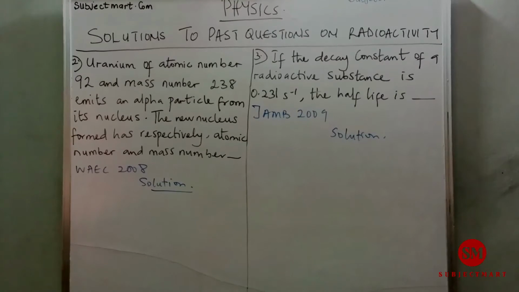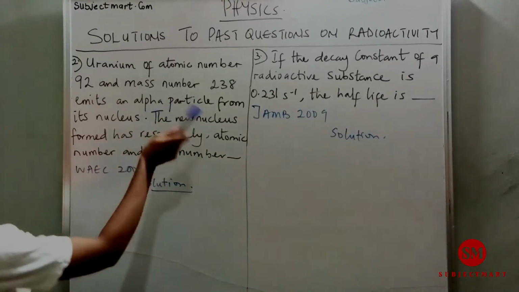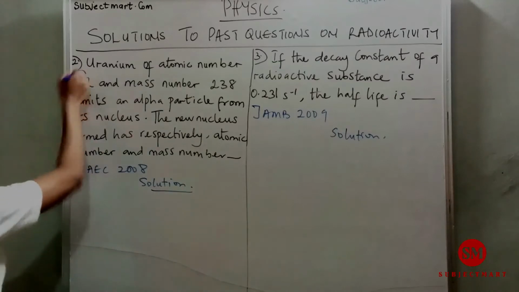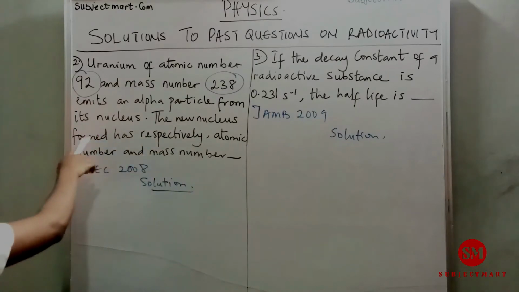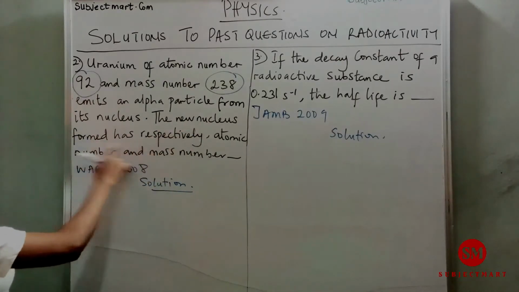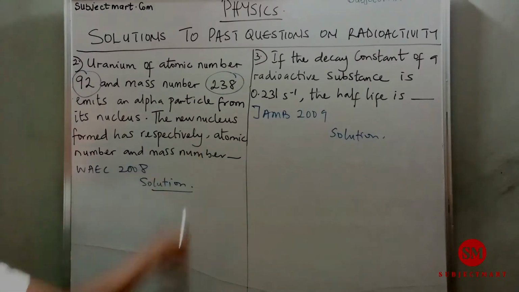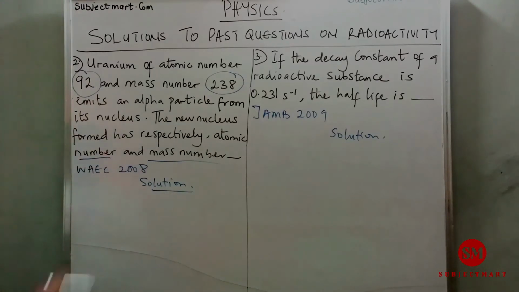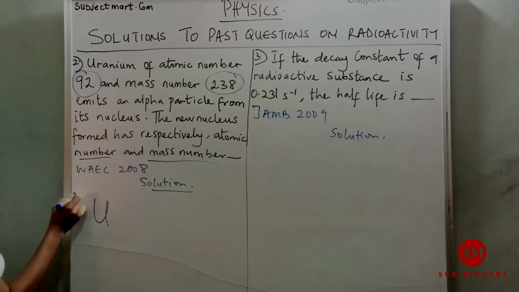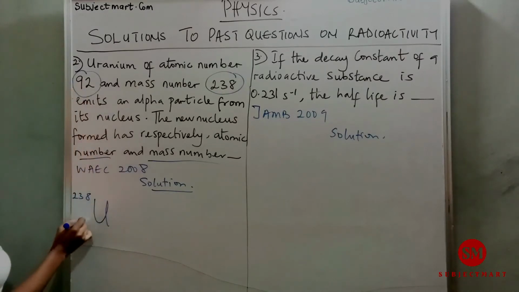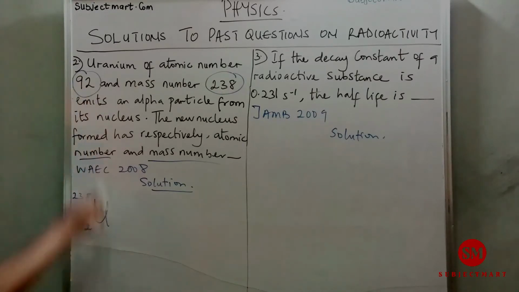The question here says, uranium of atomic number 92 and mass number 238 emits an alpha particle from its nucleus. The new nucleus formed has, respectively, atomic number and mass number. So we are looking for the atomic number and the new mass number. So let's just write this out. Uranium, the mass number is 238, while 92 is the proton number. It emits an alpha particle. Alpha particle is helium, 4 over 2.